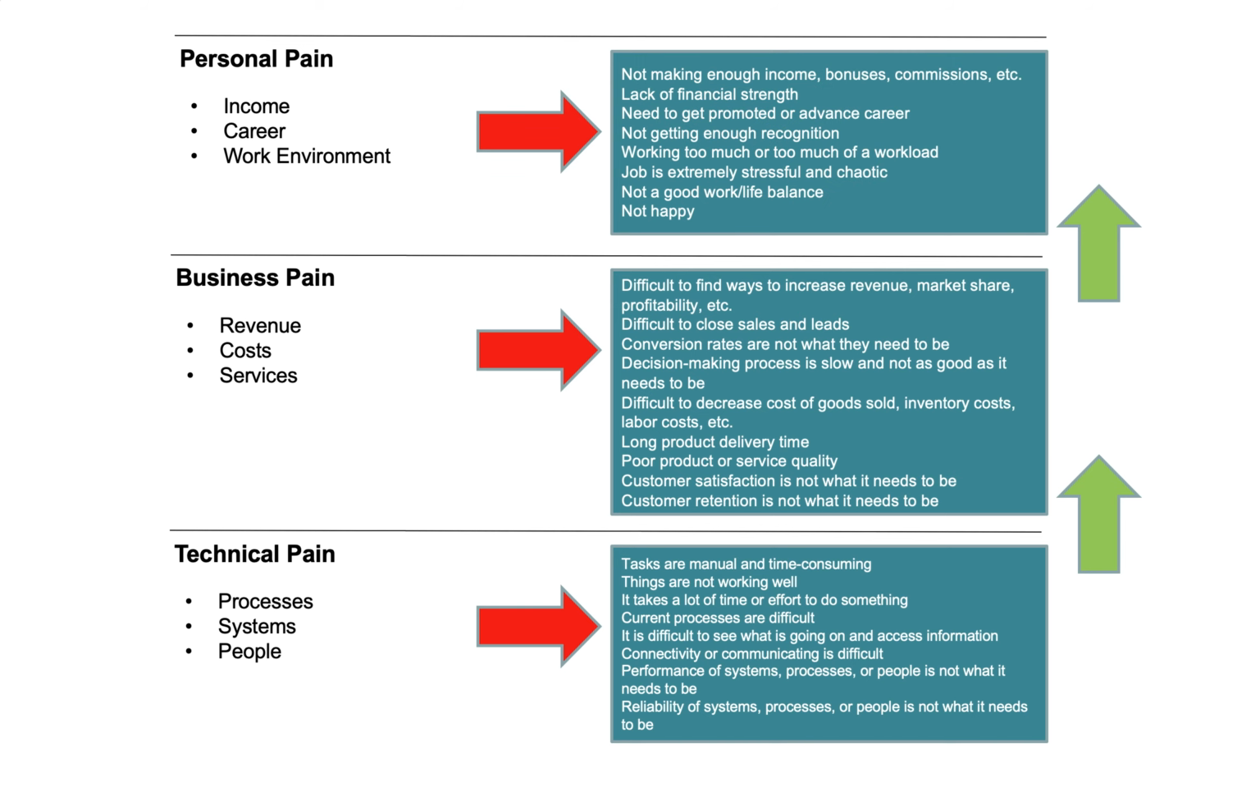So if you're selling to an executive or a VP or a manager, these pains impact them from an income perspective, a career perspective, work environment. Maybe they're not hitting their bonus because their costs are high and they can't get their costs down. Maybe they're not getting promoted because they're not getting any recognition or not having good performance because of all of these problems that are happening. Maybe they have to work long hours because things are not working well.